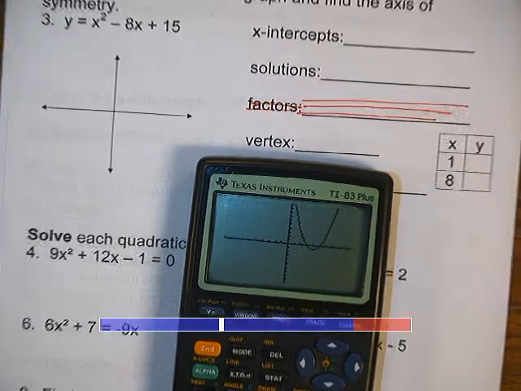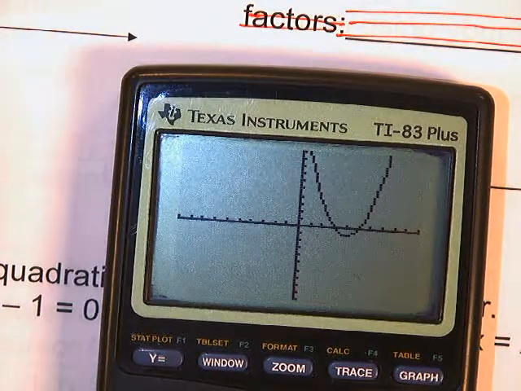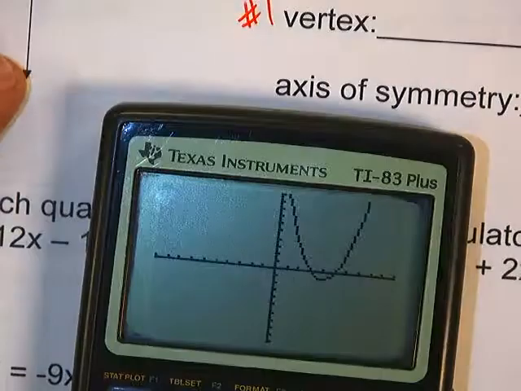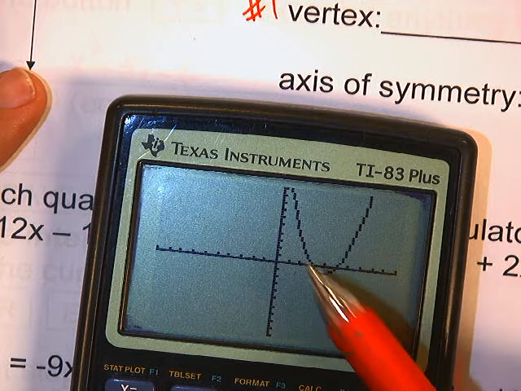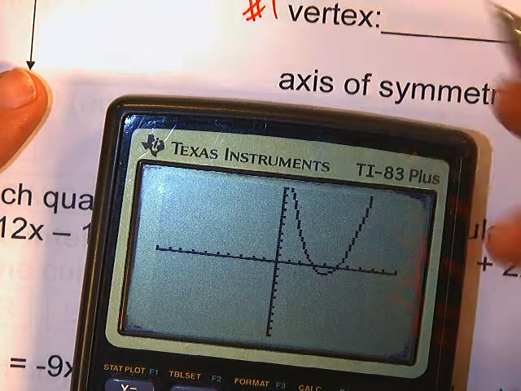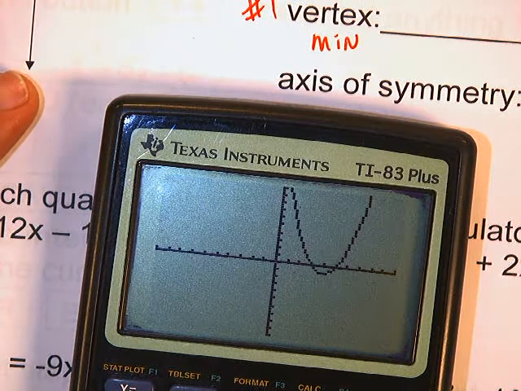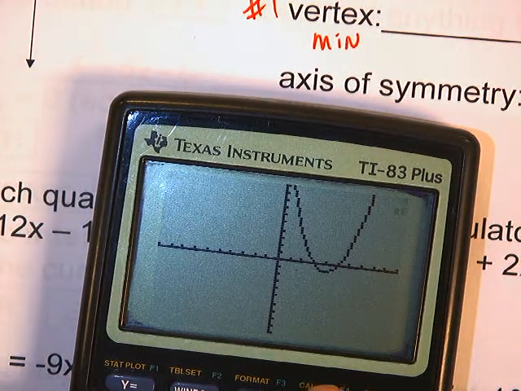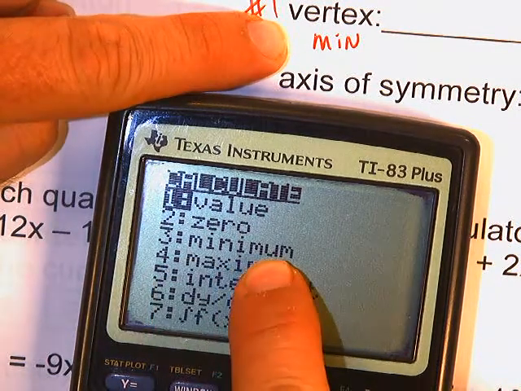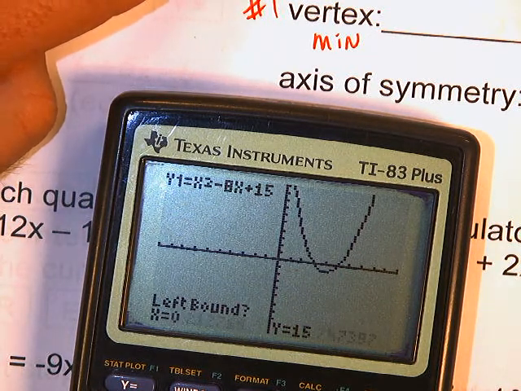Now if you look at this graph, what I would do is find the vertex first. Does this have a minimum or a maximum? It opens up. The vertex is at the very bottom, so it is a minimum. So let's find that vertex. Let's repeat how to do it. Second calc. We're looking for a minimum, so I'm going to hit number 3. Left bound.